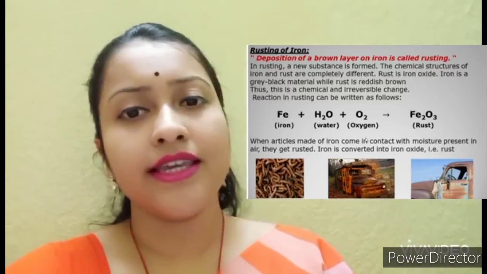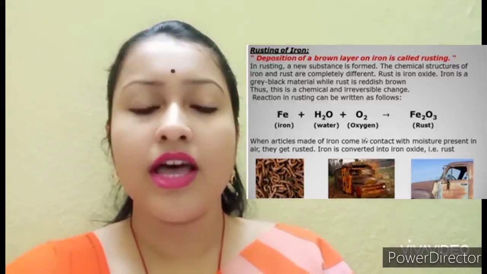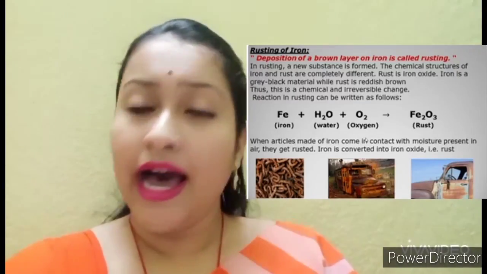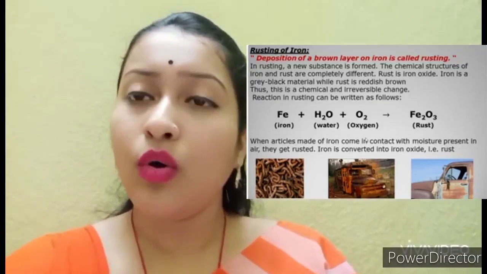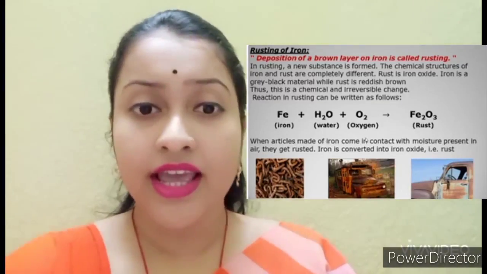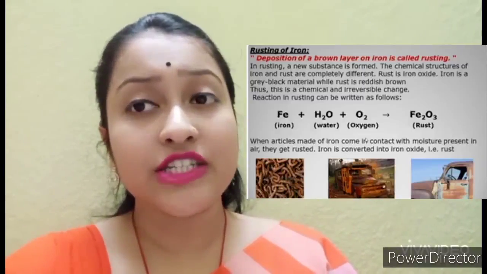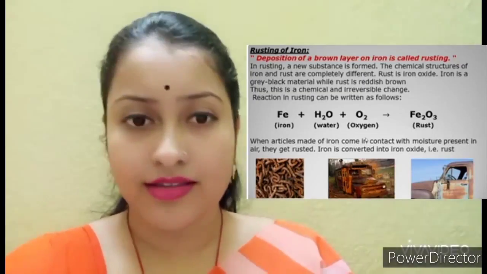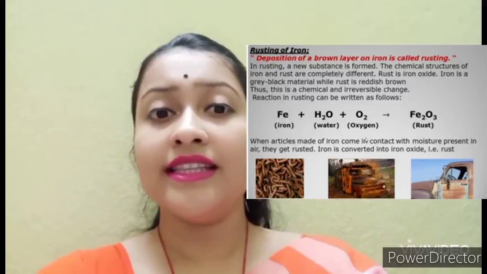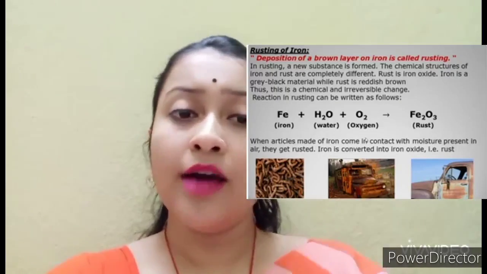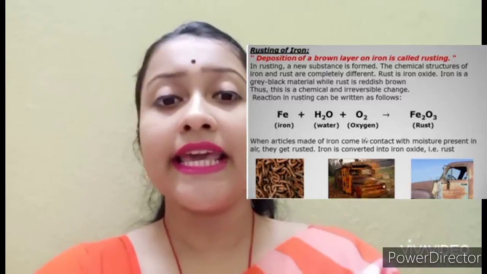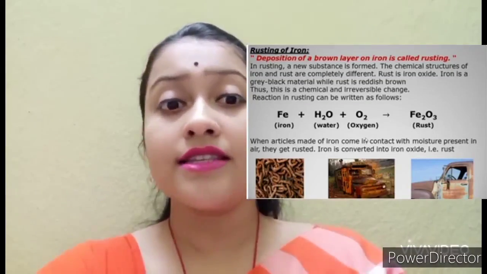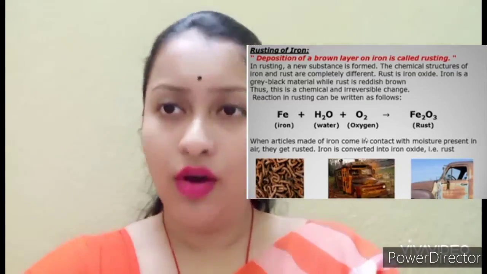The reaction in rusting can be written as follows: Fe, meaning iron, plus H2O, meaning water, plus O2, meaning oxygen, turns to Fe2O3, that is rust. When things made of iron come in contact with moisture present in air, they get rusted. Iron is converted into iron oxide, that is rust.